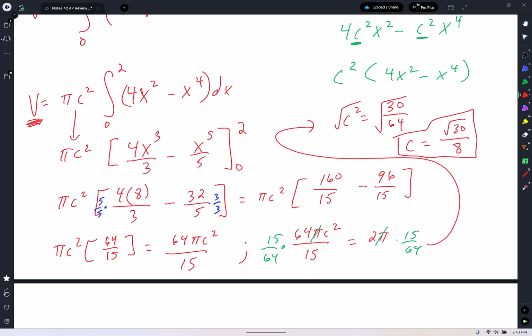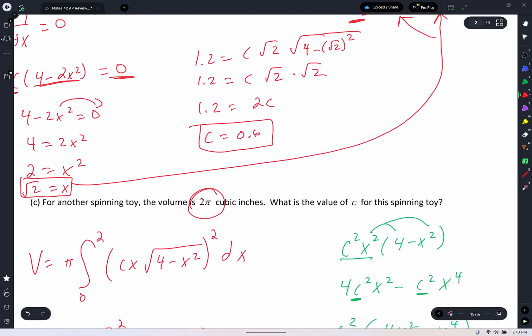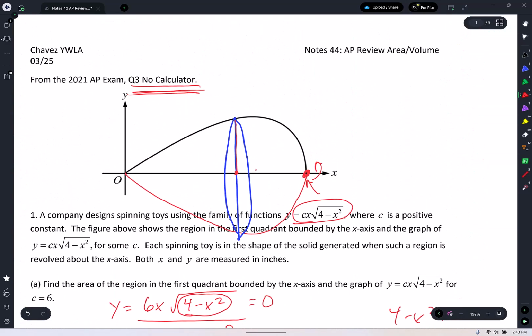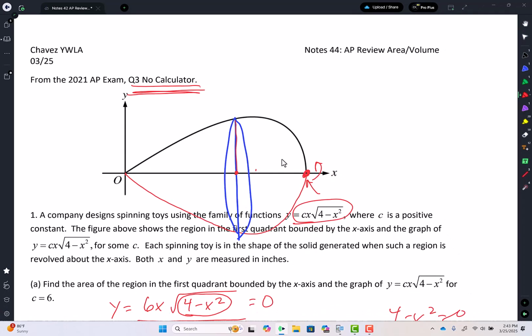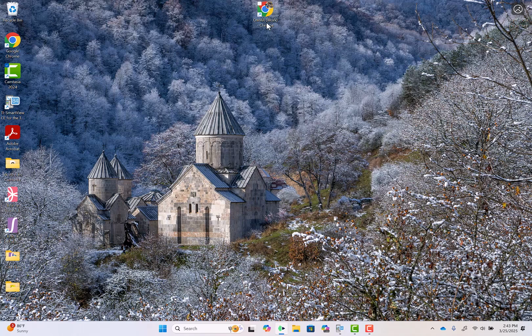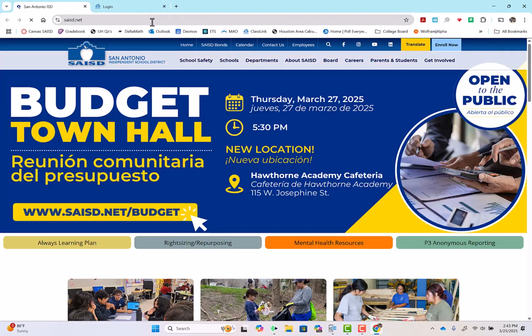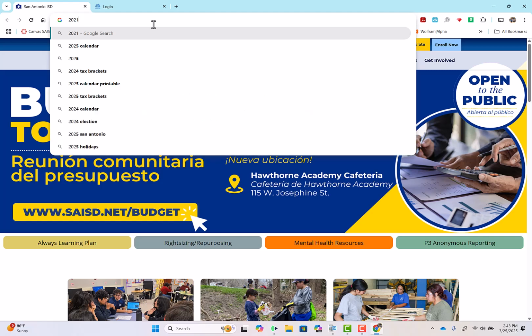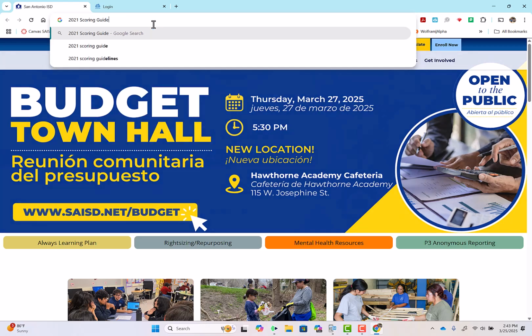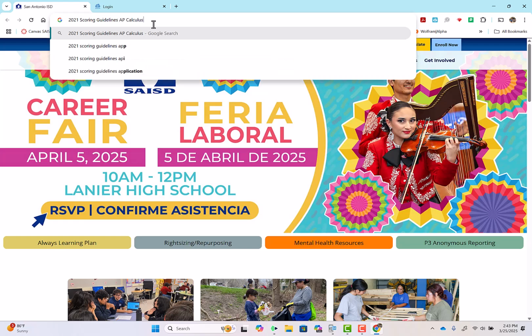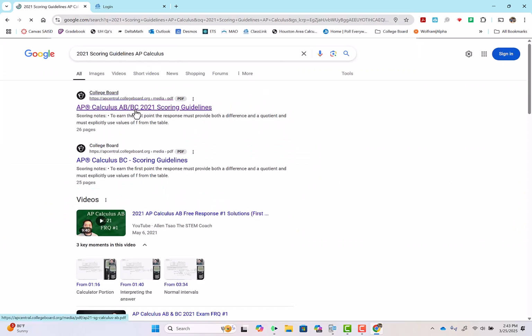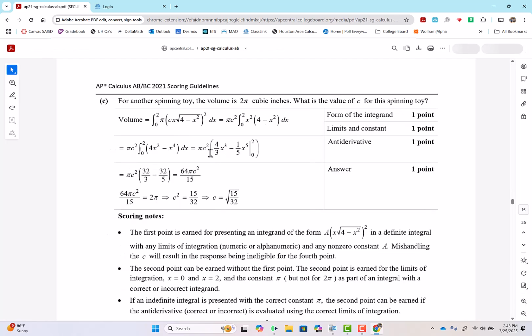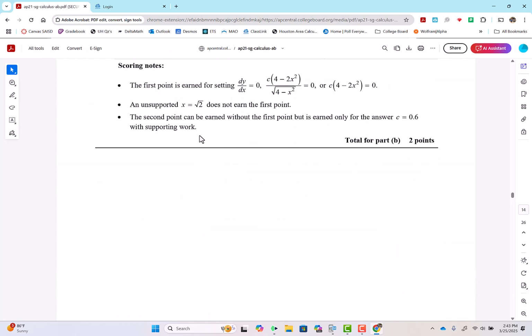What do you guys think of this question? What year was this? 2021. Okay. I did not save it, and that's what I did this morning too. Let me go ahead and look up the rubric for this. This one's going to be a very detailed rubric. 2021 scoring guidelines. All right, here it is, guys. Here's my rubric.